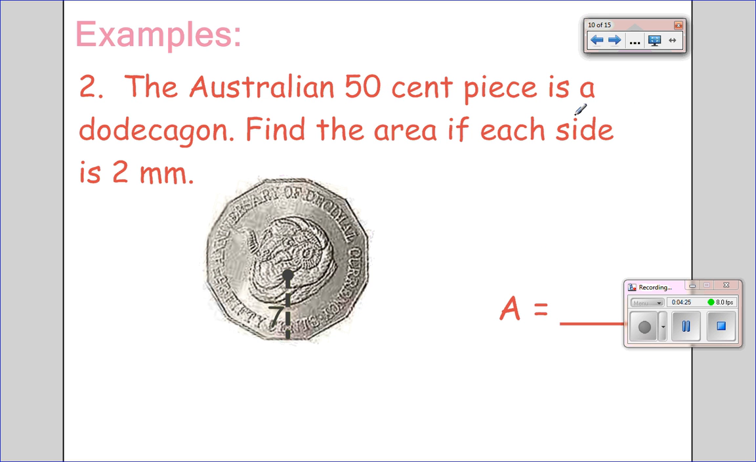All right, the Australian 50-cent piece is a dodecagon. In other words, that's 12 sides. Find the area if each side is 2 millimeters. So I want you to pause and try this on your own.